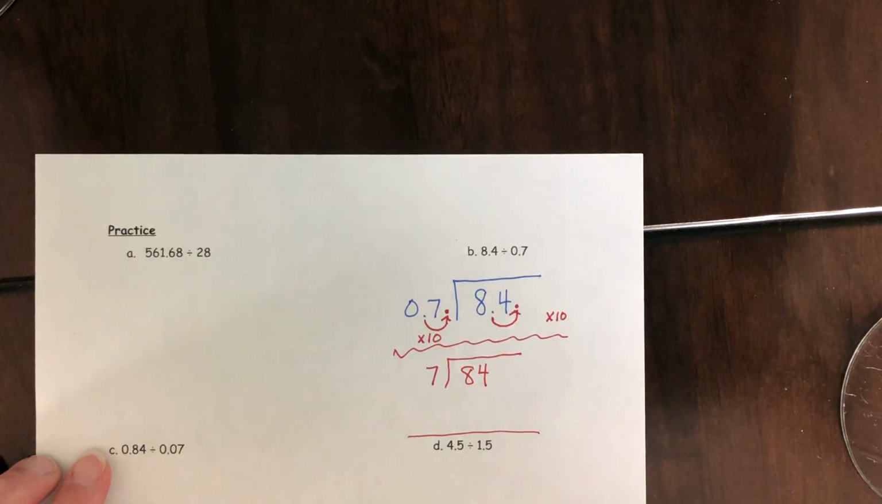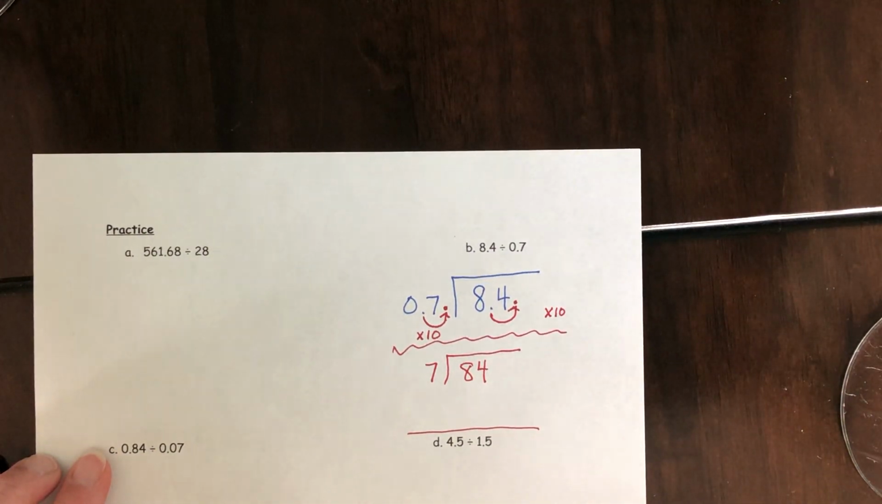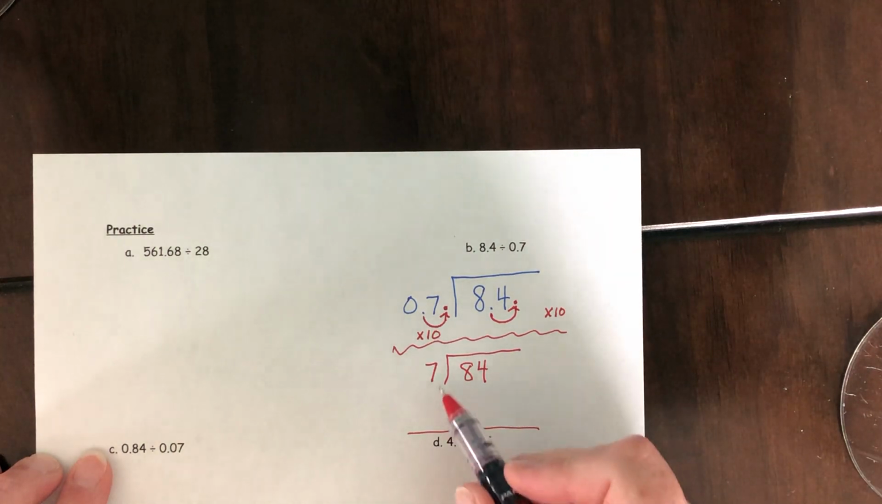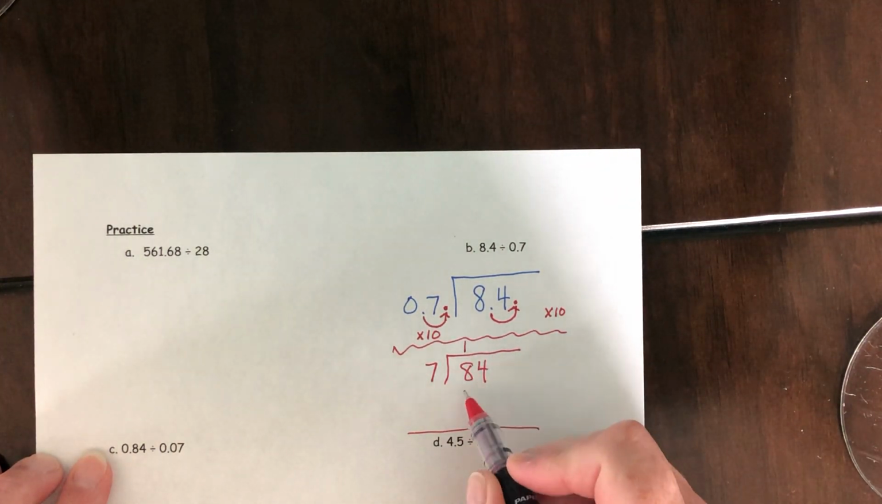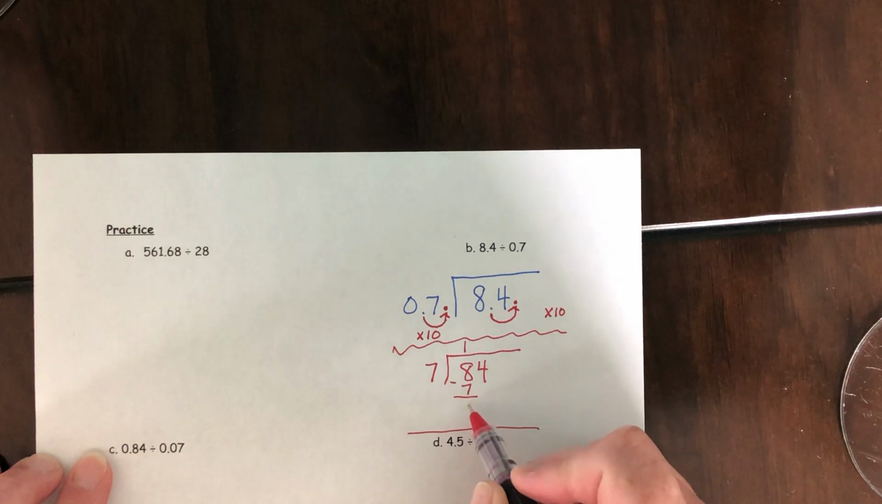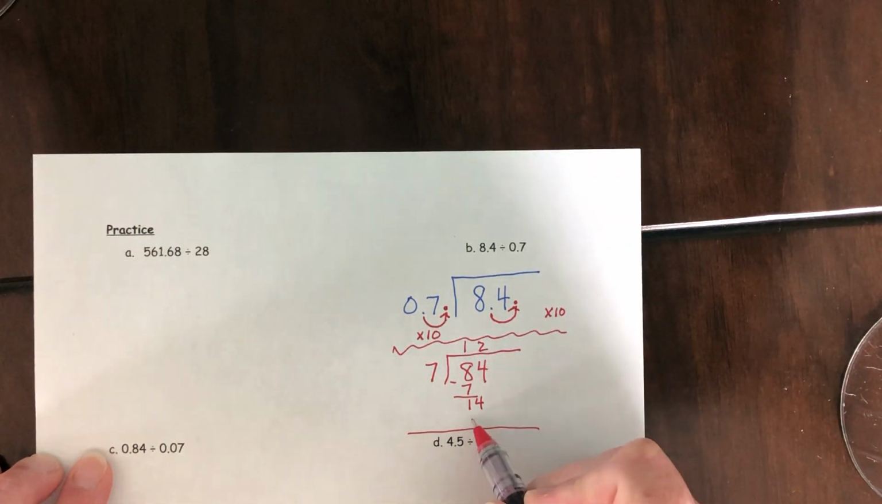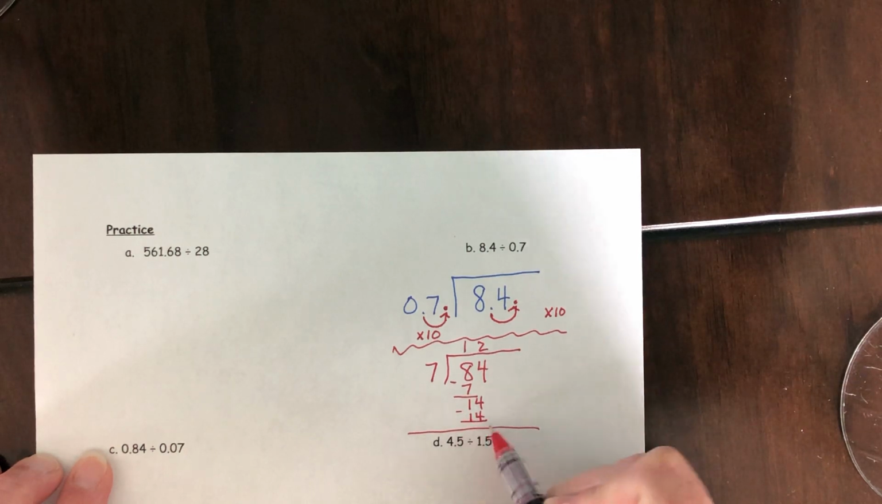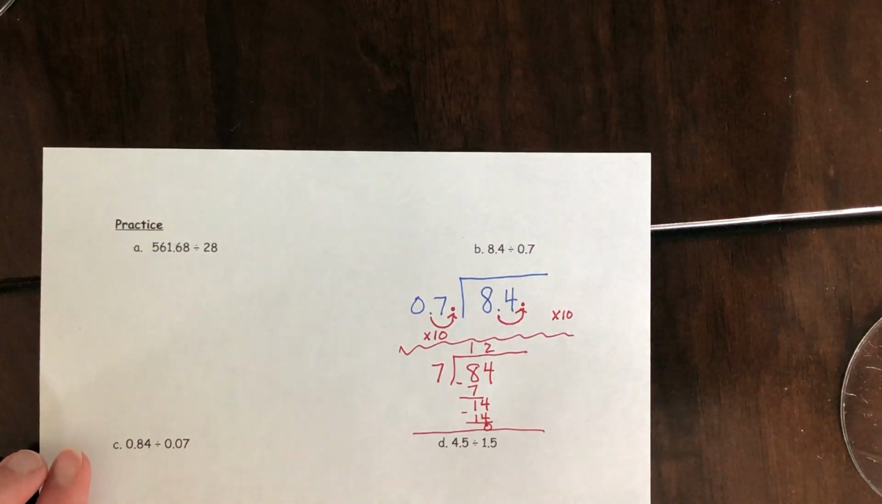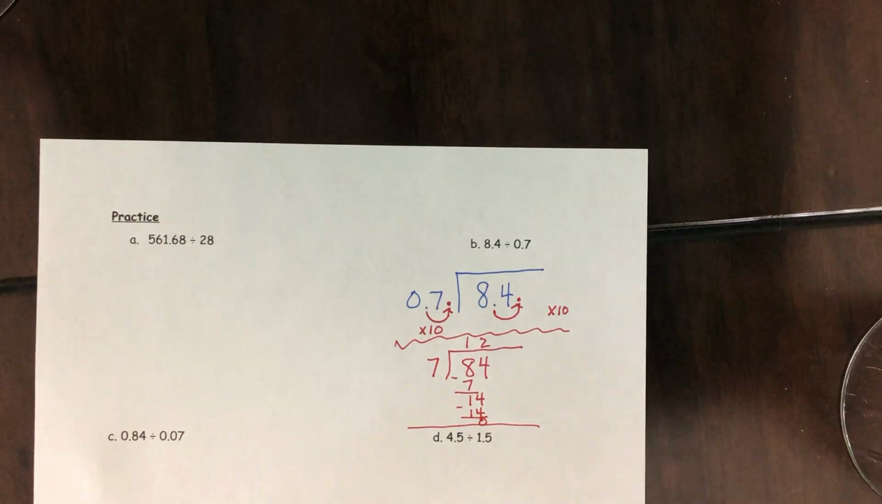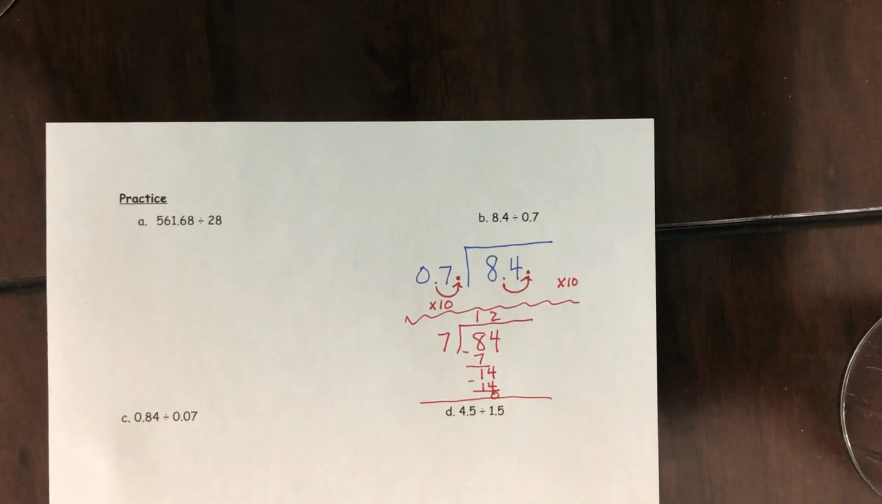With the decimals at the end of the problem, we really don't even need to include them in our work. So 7 goes into 8 one time. 1 times 7 is 7. We subtract it. We have 14 left, and 7 goes into 14 twice with nothing left. So go ahead and practice the rest of those problems on your own and use the answer key to check yourself.